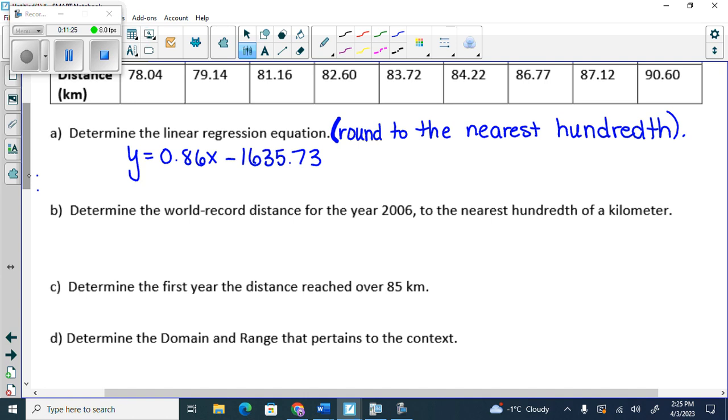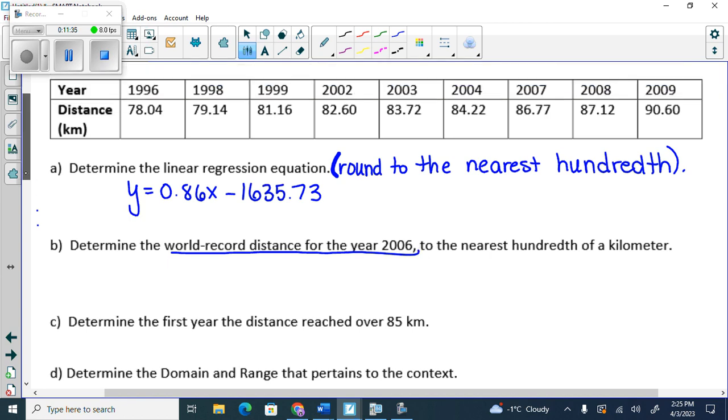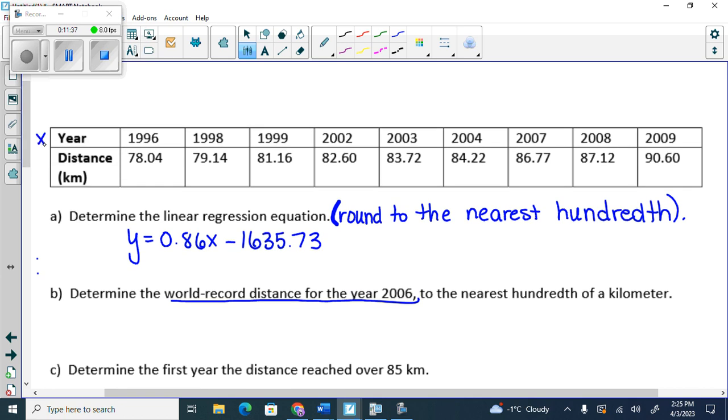So this one here says, determine the world record distance for the year 2006. I need to decide, did they give me X or did they give me Y? So remember, the year is X, the distance is Y. Did they give me X or did they give me Y when they said for the year 2006? X, because the year is in the X column. So they gave me X equals 2006.